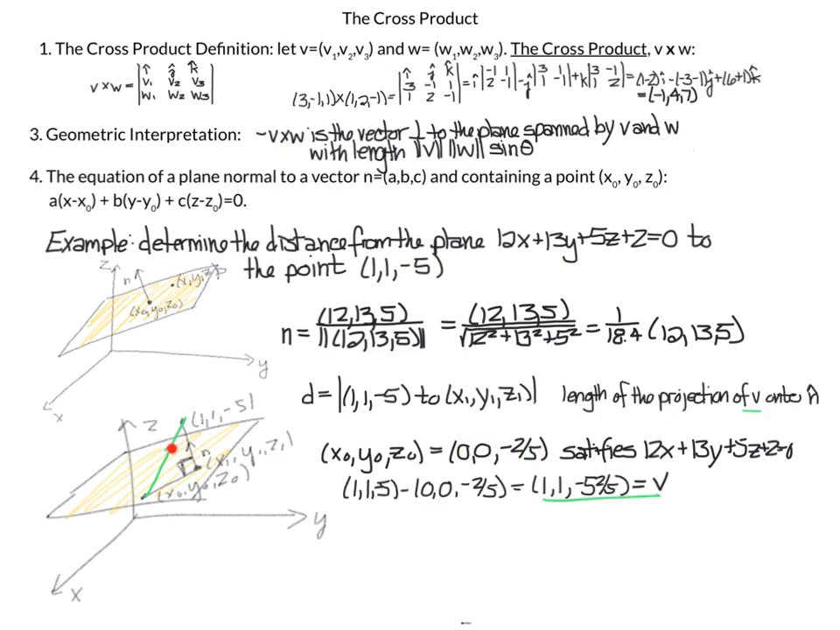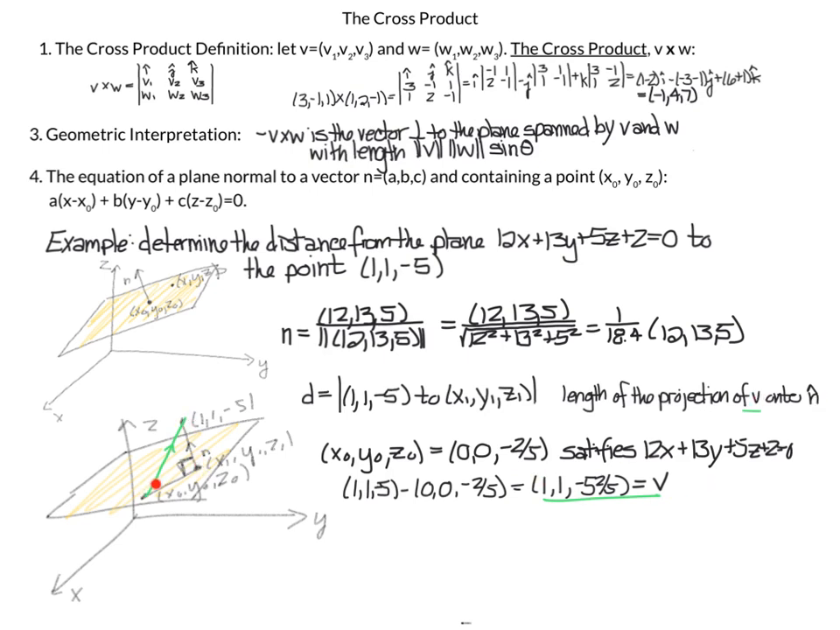Now that I have this green vector, I want the length from 1, 1, negative 5 to x1, y1, z1. And what I'm going to use are the projections that we talked about with the dot product in our last video. So the length of this vector is the projection of v, this green vector now, I'm going to call it v, onto our normal vector.